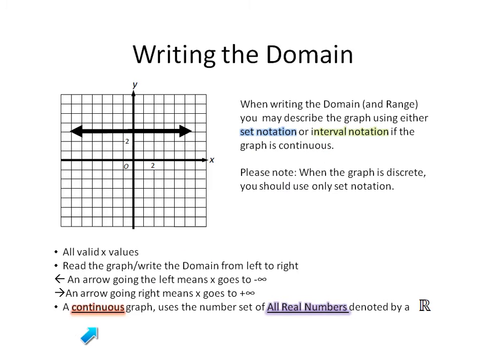So we're going to see we have a continuous graph. The number set that we're going to use is all real numbers, denoted by the capital R. And we are going to look really quickly to see how we would write set and interval notation for the domain.